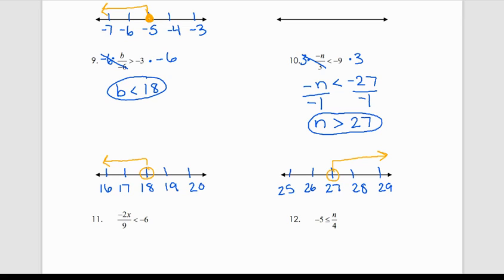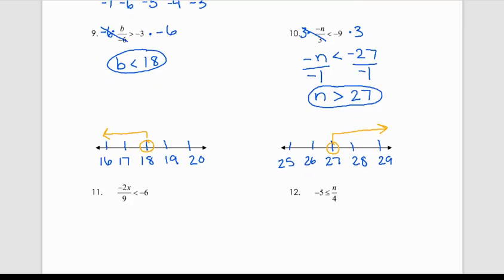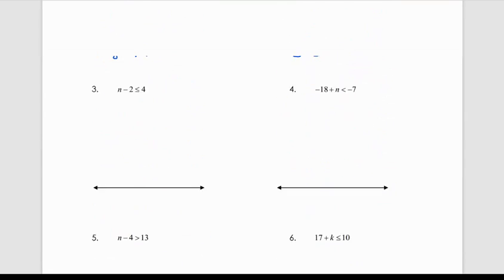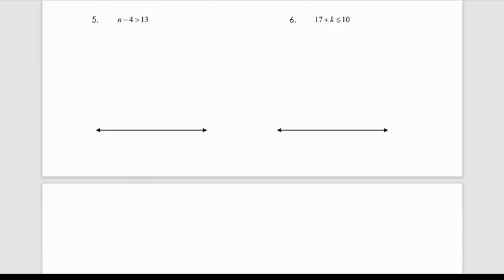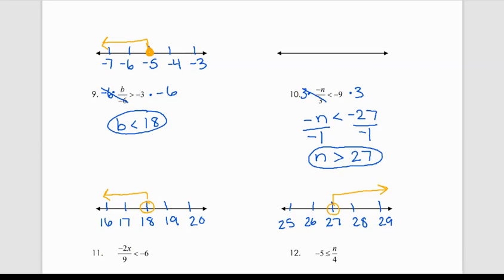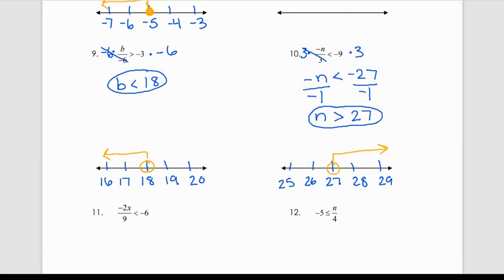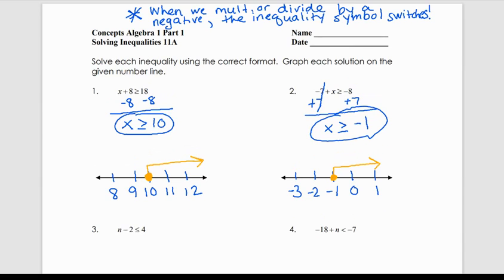Okay, so here's what I would like you to do. I'm going to give you guys some time to work on the problems that we didn't do. So that is numbers 3 and 4, 5 and 6, 8, 11, and 12. You're going to go work on those, and then we're going to come back together to check them and put them up on the screen together. Are there any questions with that?